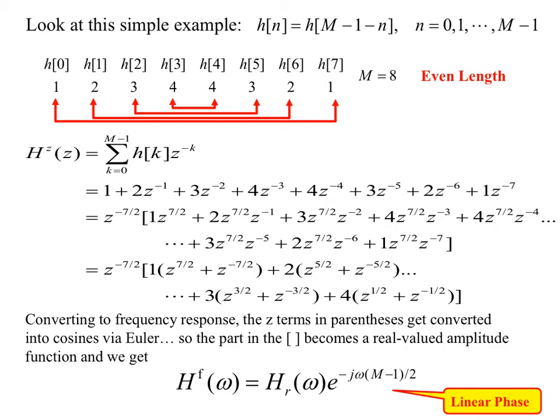So we write out the transfer function of this in general, and then we plug in our values. 1, 2, 3, 4, 4, 3, 2, 1. And now what we're trying to do is show that this has the shape, or has the characteristic of linear phase, because we've satisfied this symmetry condition in the time domain.